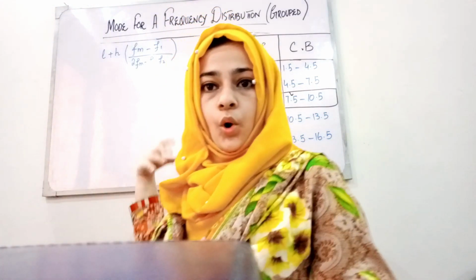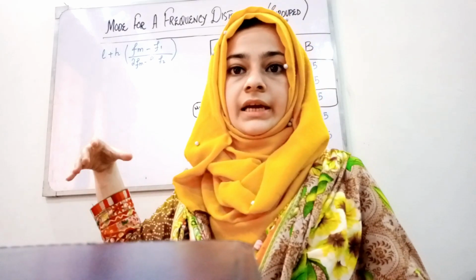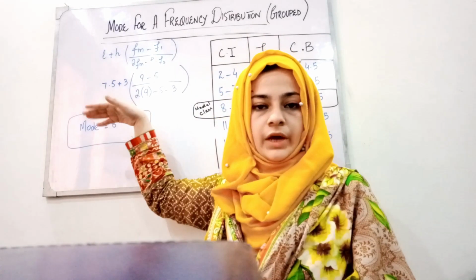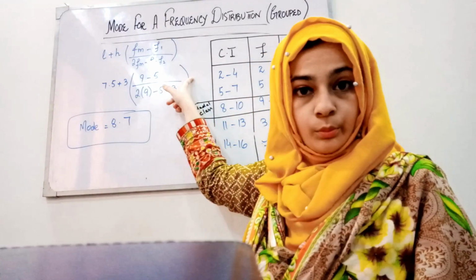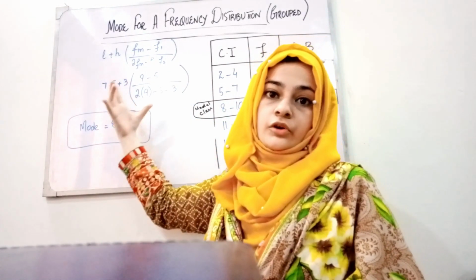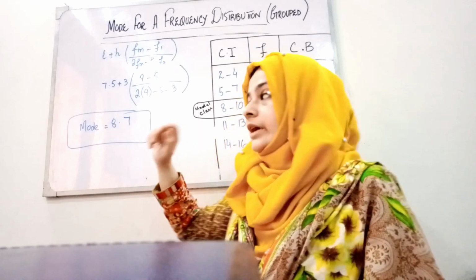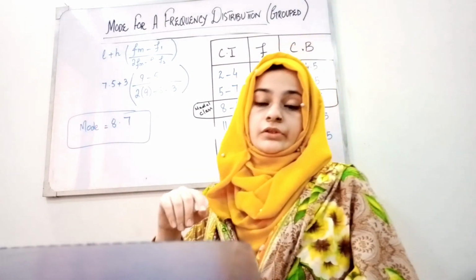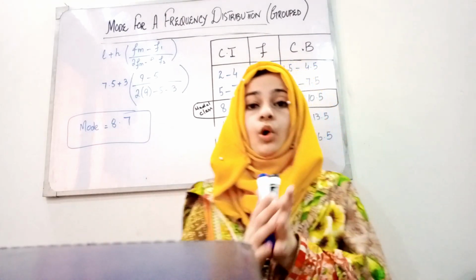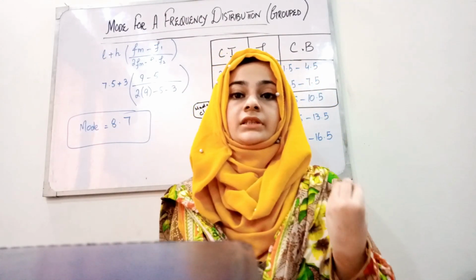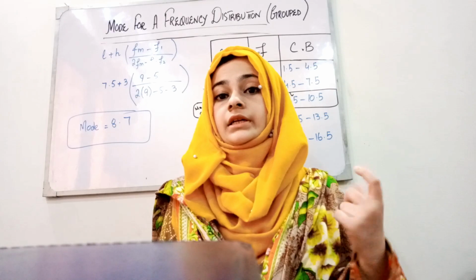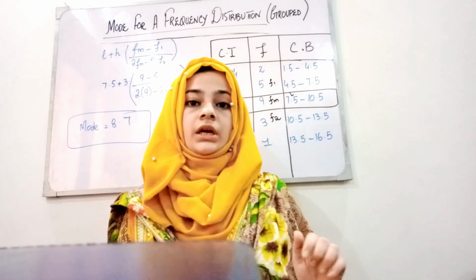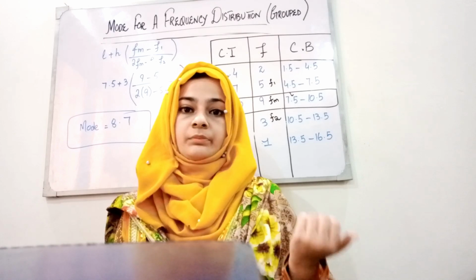So by putting all those values in the formula, we can calculate the mode. By putting all those values in the formula for the mode of grouped data, we have calculated the mode, which is 8.7. So students, here we have completed the measure of central tendency. We have learned how we can calculate the mean, median and mode.